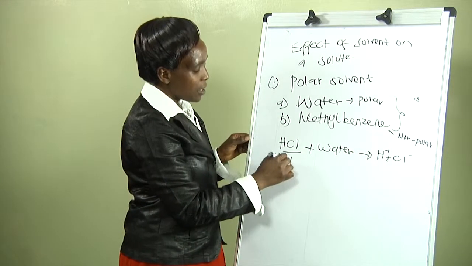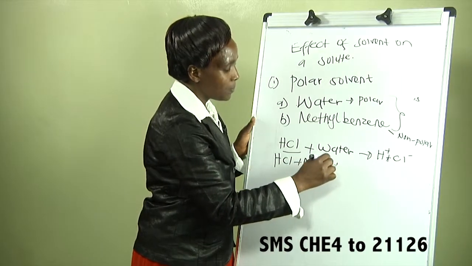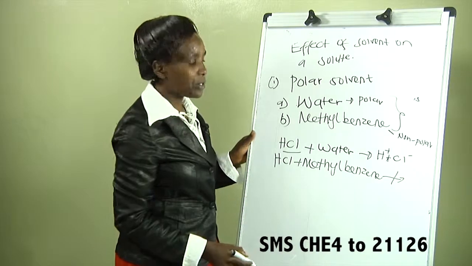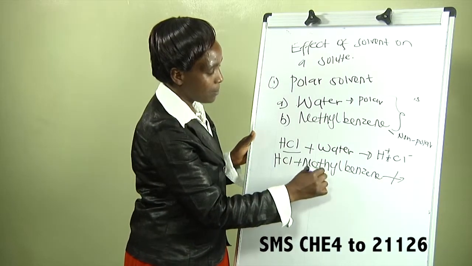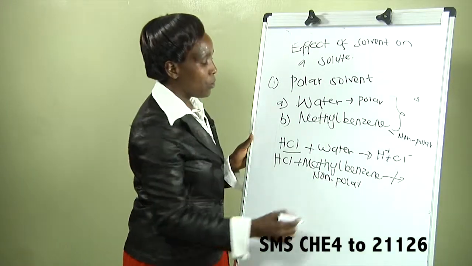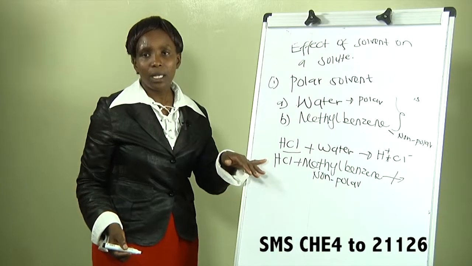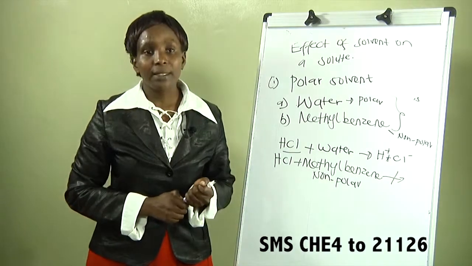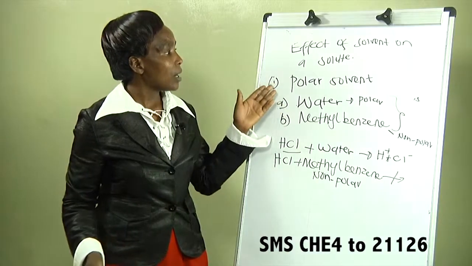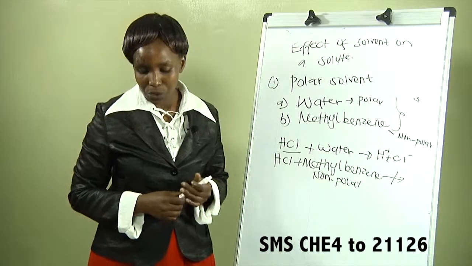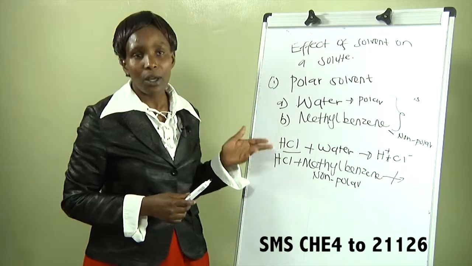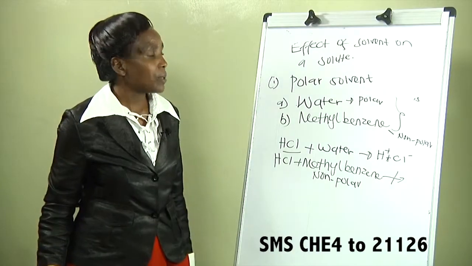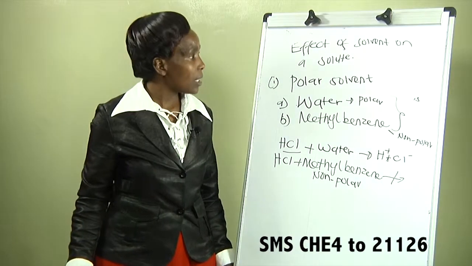But HCl, when you put it in methyl benzene, we are saying that this one cannot dissociate because this one is non-polar. And therefore, it is going to remain in molecular form. So that's what we have seen today. And next time, we are still going to look at what will happen if, instead of HCl, you have something else like ammonia, and we see how the two solvents will behave. So that's the end of our lesson.